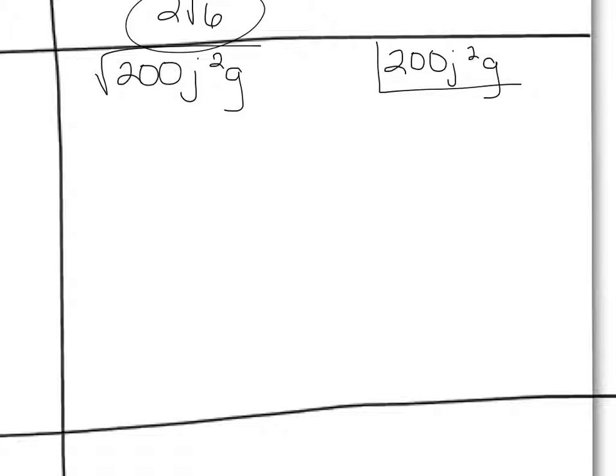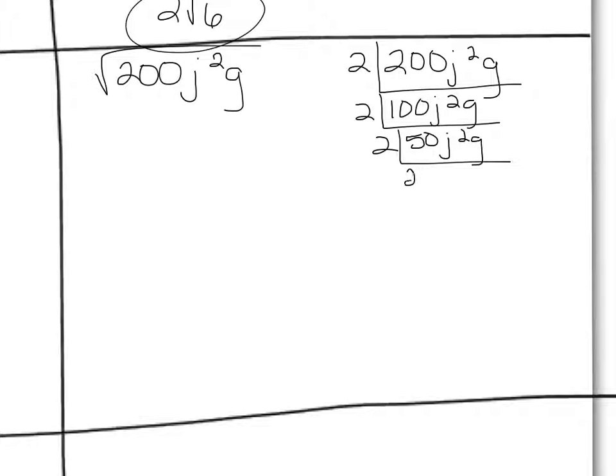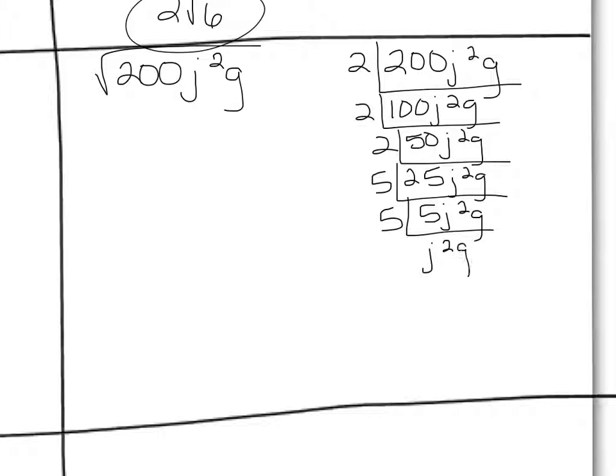If I'm looking for a prime number, I can take out of 200, let's start with 2. I get 100j squared g. I can take out another 2, and I get 50j squared g. Take out another 2, I get 25j squared g. Take out a 5, I get 5j squared g. And then I can take out another 5, and I get 1j squared g. Okay, so my numbers are done.